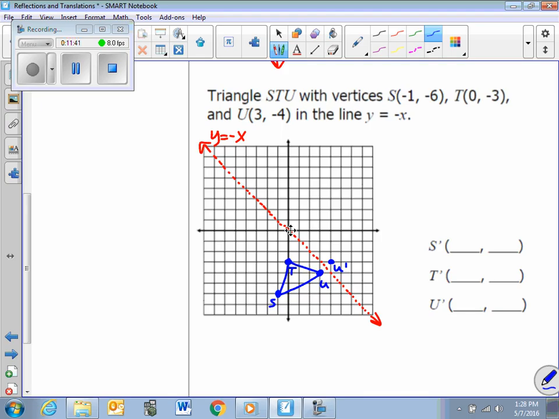I can see that I have to go over 1, 2, 3 to get to the line. So now I'm going to go up 3. 1, 2, 3. And that's going to be the reflection of point T right there. And I'll do the same thing for S.